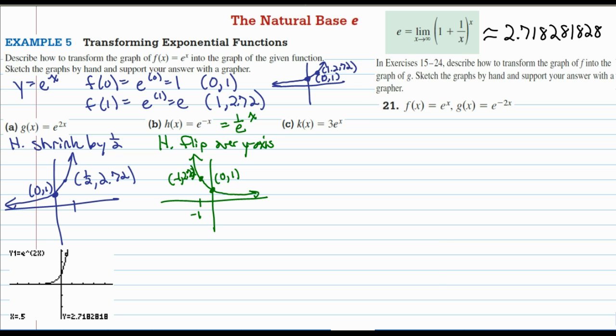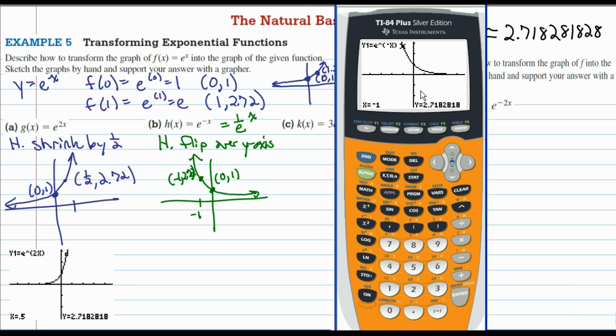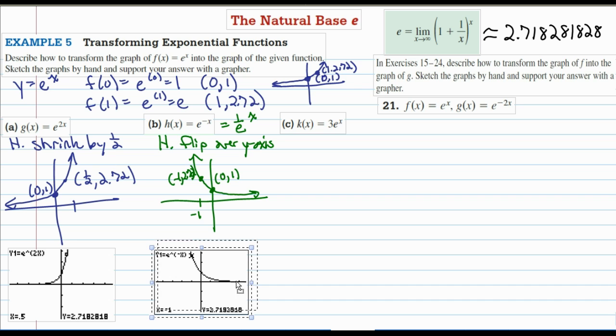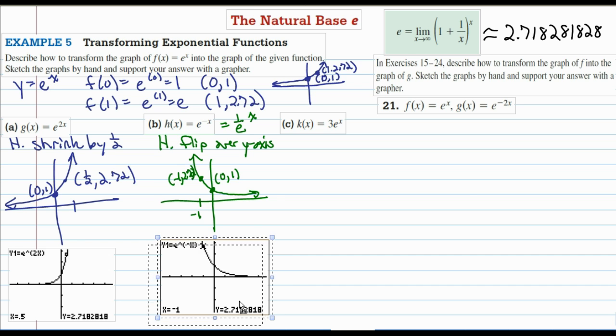So I'm going to graph that to check. With my calculator I can see that my translated graph passes through the point (0, 1), as well as the point (-1, 2.718). So my sketch is definitely accurate.